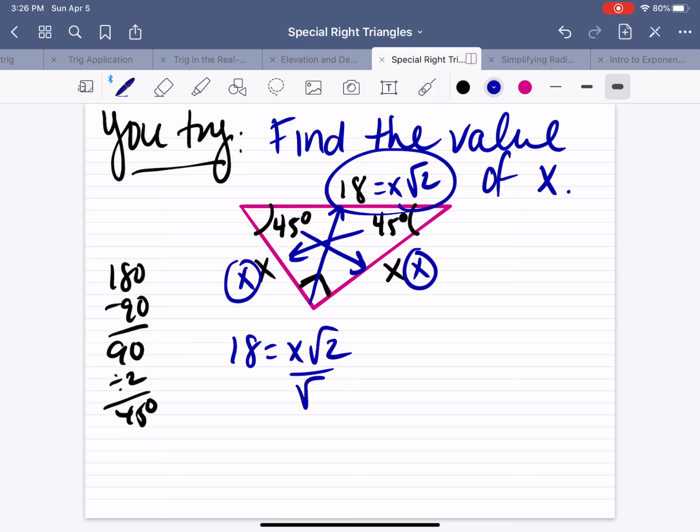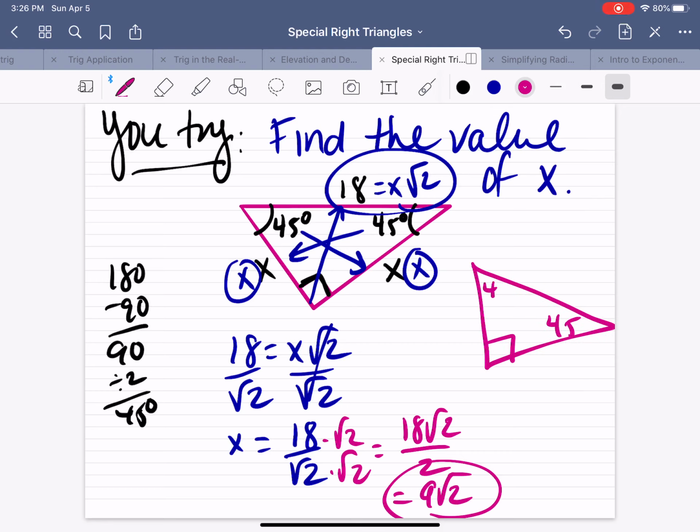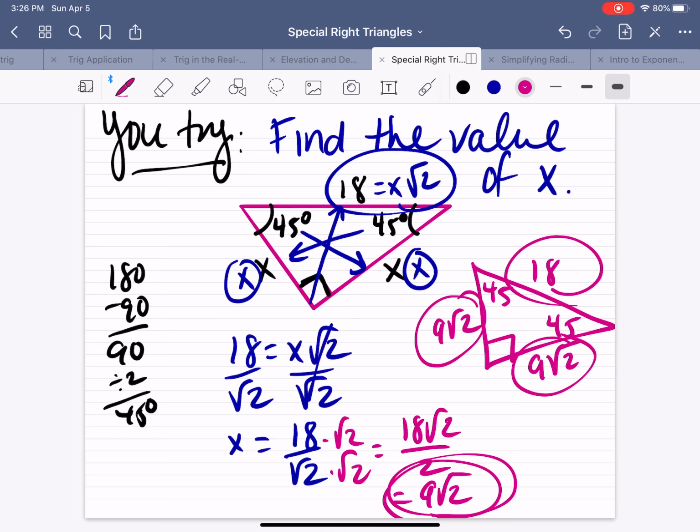If you solve for x, you divide both sides by square root of 2. x equals 18 divided by square root of 2. We're not done. You have to rationalize. Reduce. And that's the value of x. So in other words, this was 18, the hypotenuse. The leg was x, so we just found the x, which is 9 root 2. Since it's a 45-degree angle, this is also 9 root 2. And again, if you try the Pythagorean theorem with these three, that's how you can check to see if you are correct.